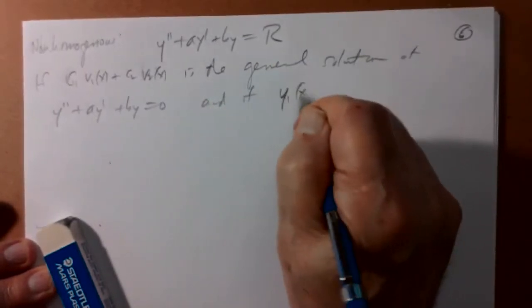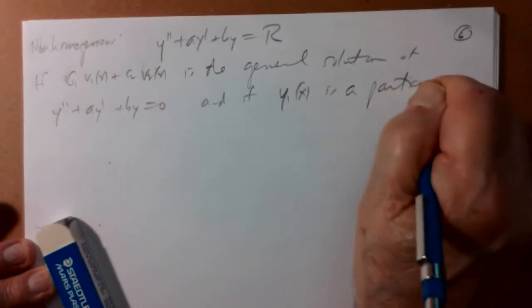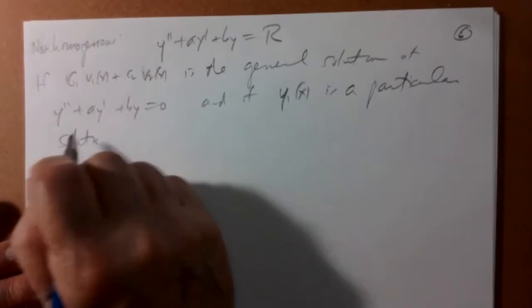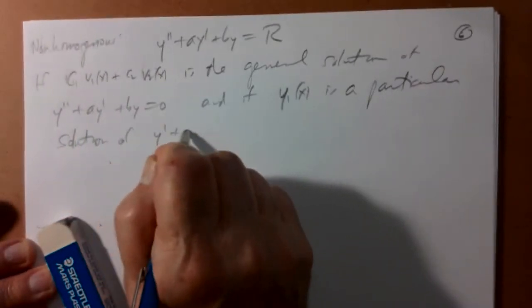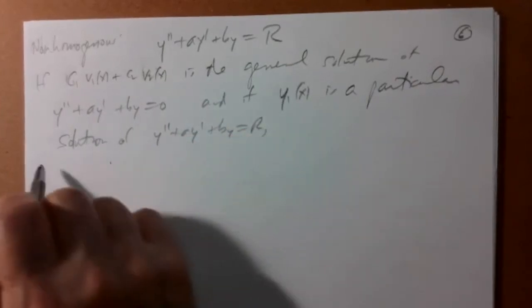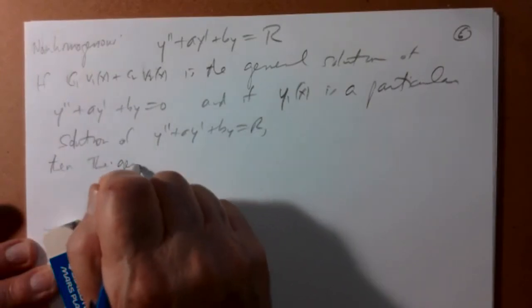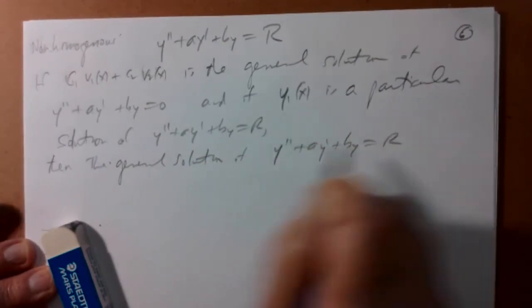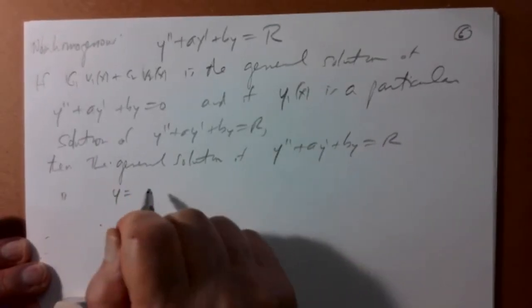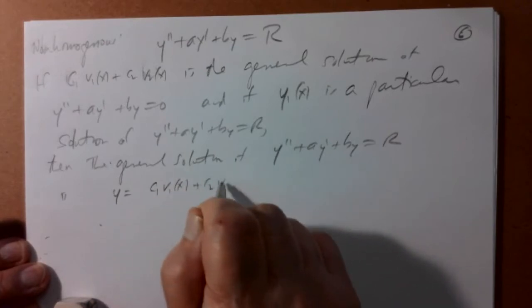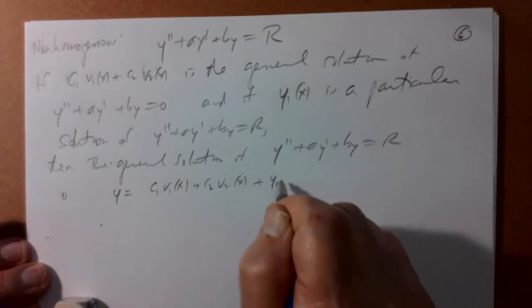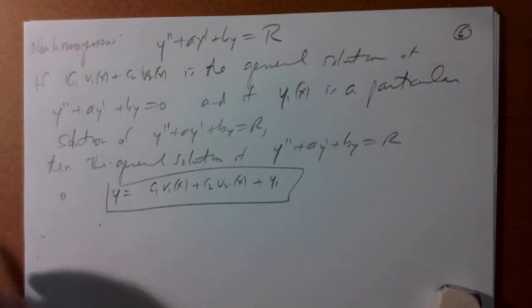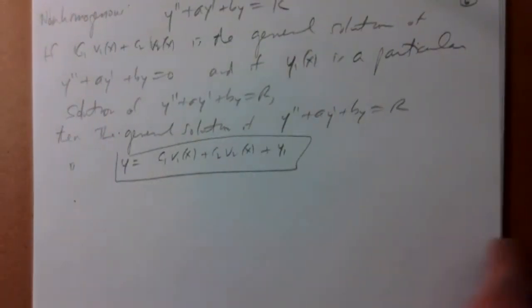and if y1 of x is a particular solution of the non-homogeneous equation, then the general solution of y double prime plus ay prime plus by equals r is y equals C1 V1 of x plus C2 V2 of x plus y1 of x. So in order to find the general solution of the non-homogeneous equation, you have to know how to find the general solution of the homogeneous equation and one particular solution of the inhomogeneous equation.